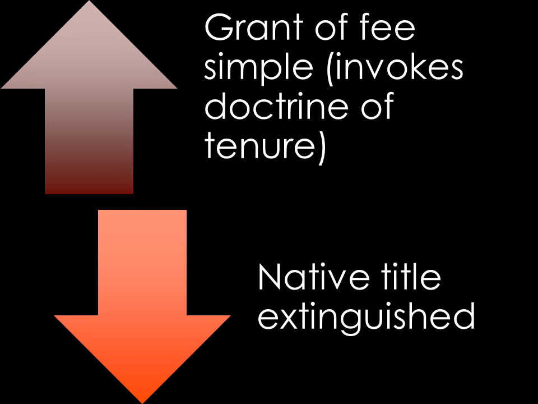What's really important to understand as a consequence of the decision in Mabo is that a grant of fee simple, which invokes the doctrine of tenure, is fundamentally incompatible with native title, that this evinces a clear and plain intention by the Crown to extinguish native title. And for this reason, the decision in Mabo was never a threat to any freehold title that had been granted already at that date in Australia.